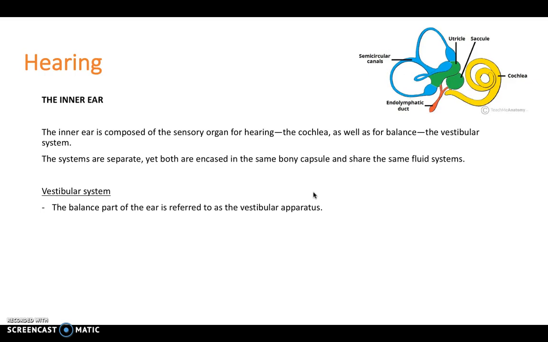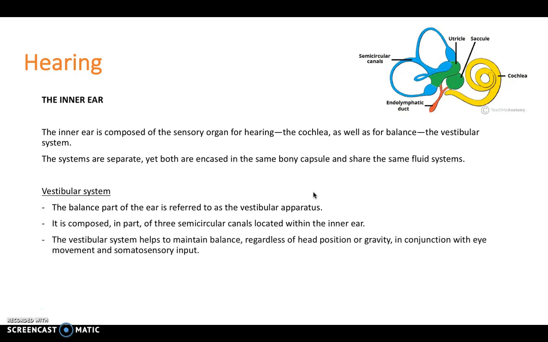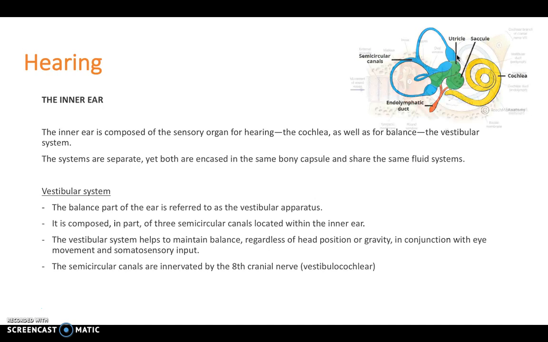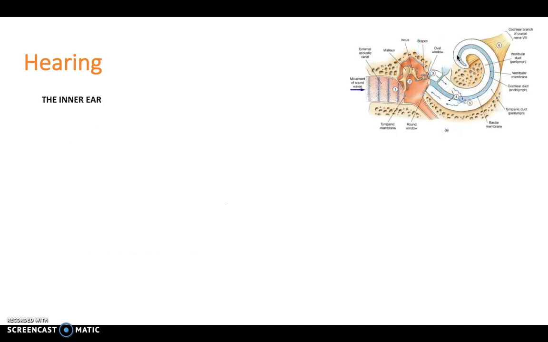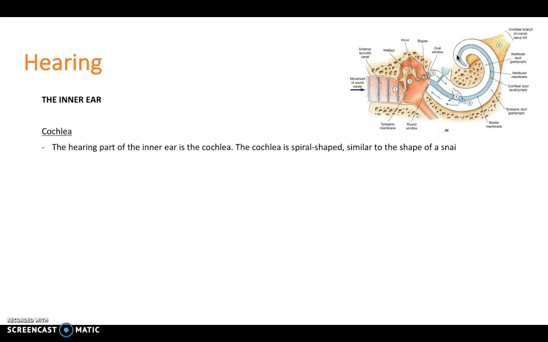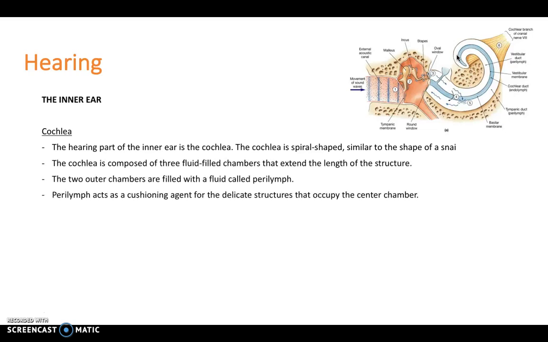And the vestibular system is really responsible for our balance, and it's made up of 3 semicircular canals located within this inner ear, and it's all about head position and gravity and maintaining balance, and it's all linked into the vestibulocochlear nerve. In the inner ear, you've also got the cochlea, therefore. This is the hearing part of our inner ear. It's spiral shaped and similar to the shape of a snail.